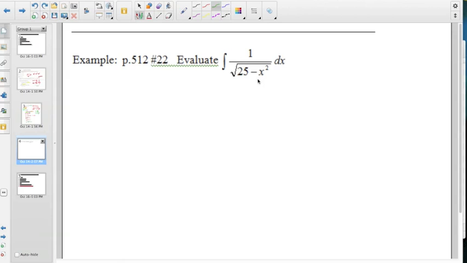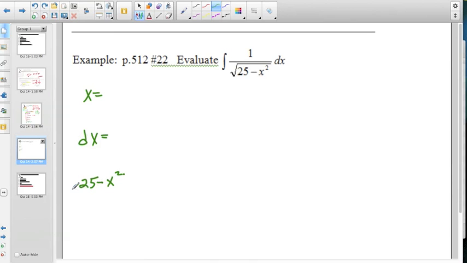This integral also has that familiar pattern. So if we look at this, we know that we need to get an expression for x. That's got to be present in any of these problems that you do. We also need to be able to substitute out a dx, and we also need to be able to substitute out the pattern square root of 25 minus x squared. So those are the substitutions we need to make.